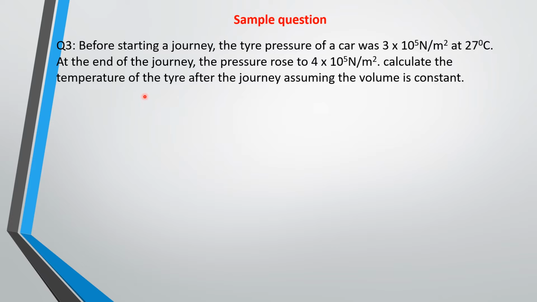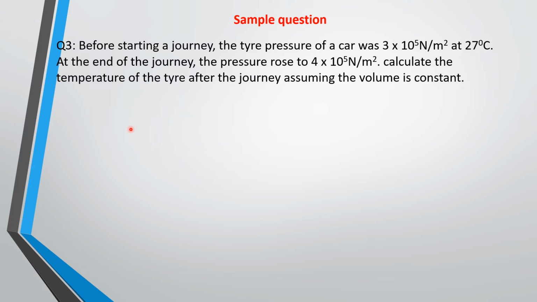Okay, so this is a sample question. The question says that before starting a journey, the tire pressure of a car was 3 times 10 to the power 5 Newton per meter square at 27 degrees centigrade. At the end of the journey, the pressure rose to 4 times 10 to the power 5 Newton per meter square. Calculate the temperature of the tire after the journey, assuming the volume is constant.